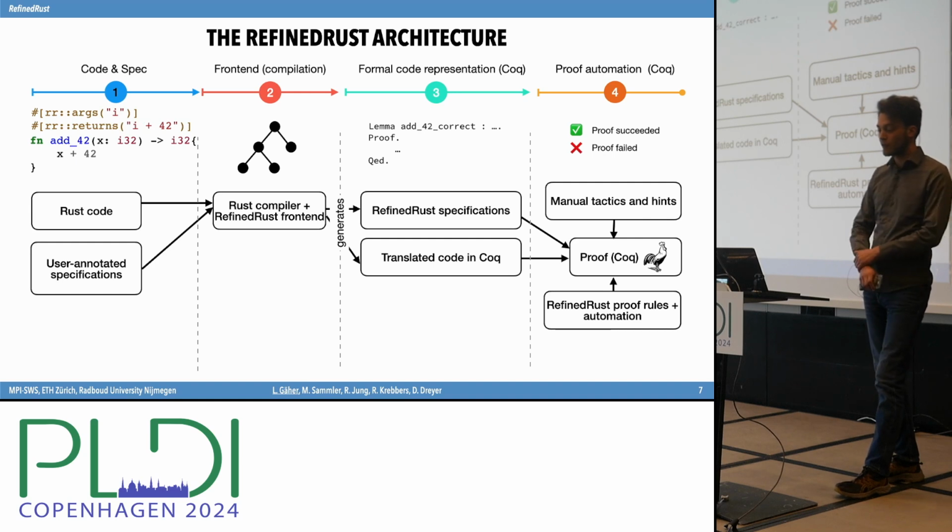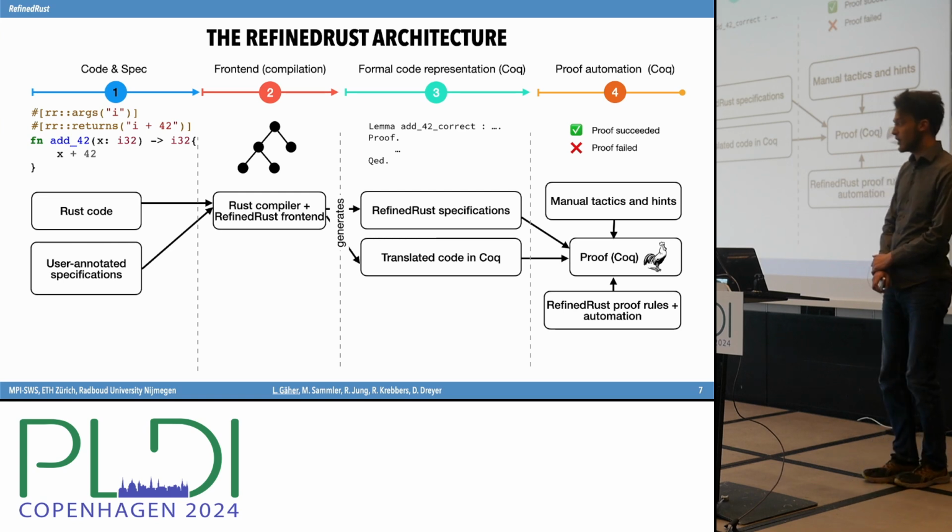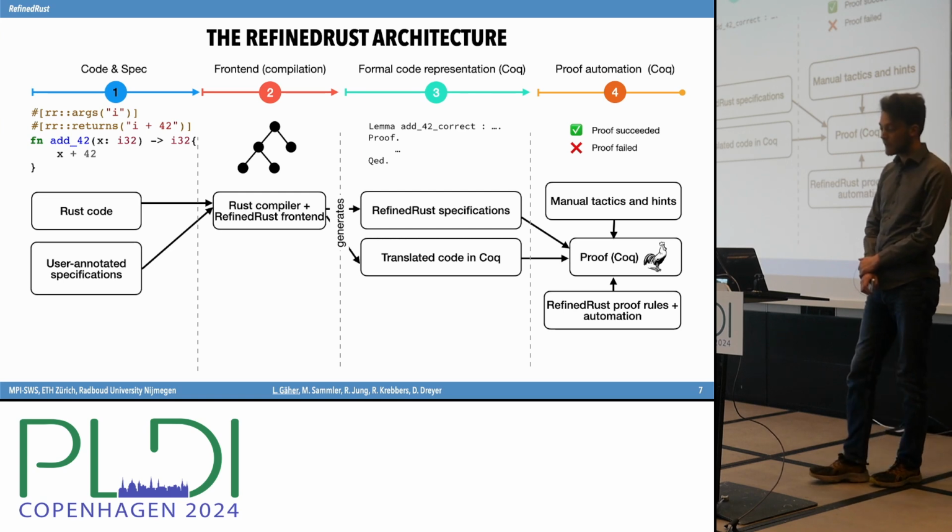Either this proof can succeed, or it will fail because the specification is wrong or there's a bug in the code, in which case we should fix these, or we may need to provide some manual hints and tactics to help the proof automation in Coq. And all of this latter part happens inside the Coq proof assistant, so we can assign fairly high trust to it.